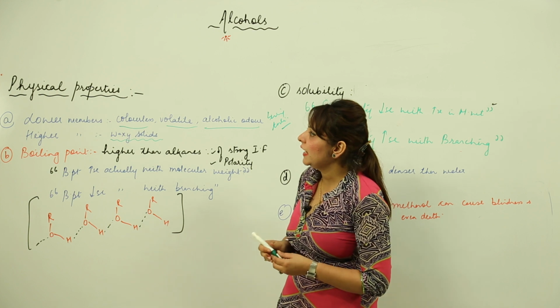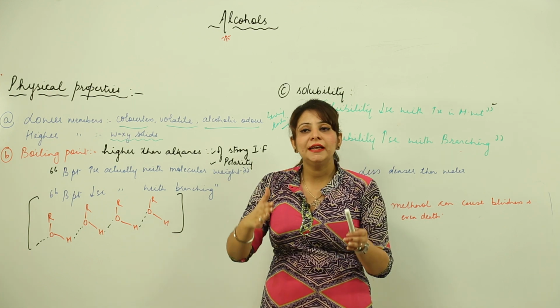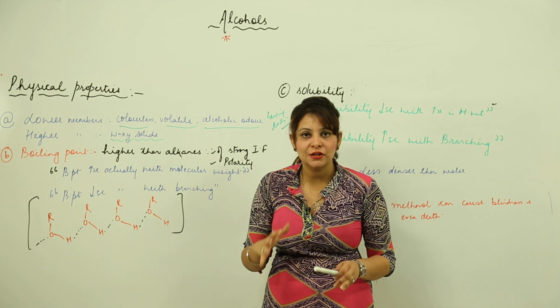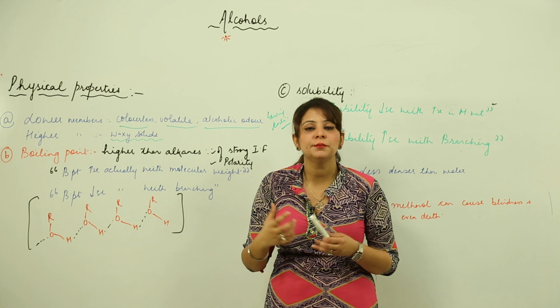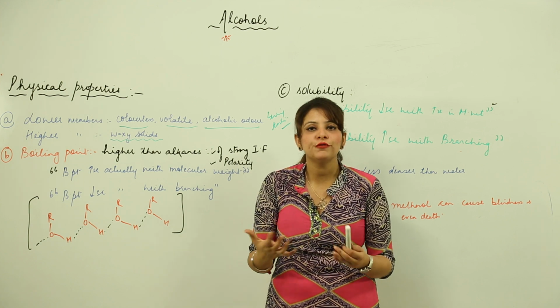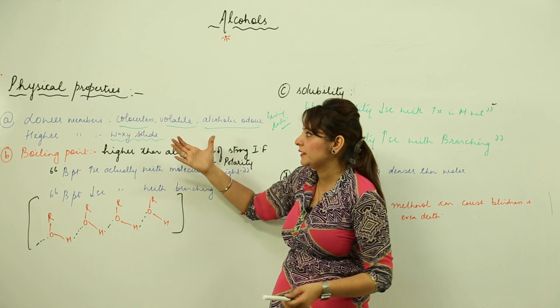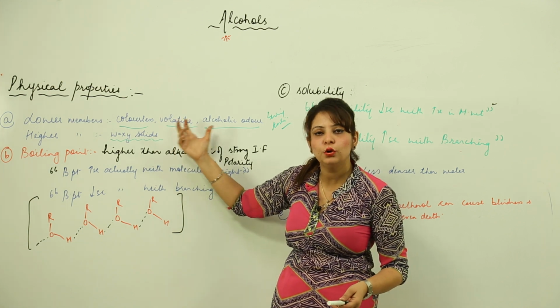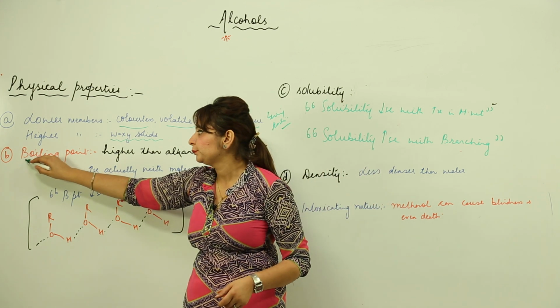As you can see, the lower members, as I told you, are volatile, so that means they have less interaction, less attraction between them. But the higher ones, as they are waxy solids, compared to it possess more forces. That must strike your mind just looking at the state of existence of lower alcohols and the higher ones. Second is the boiling point.